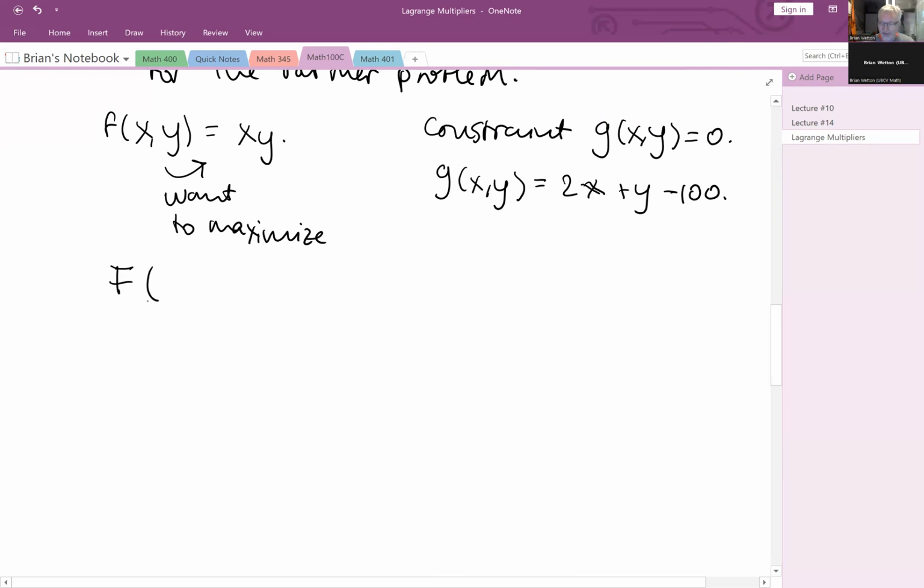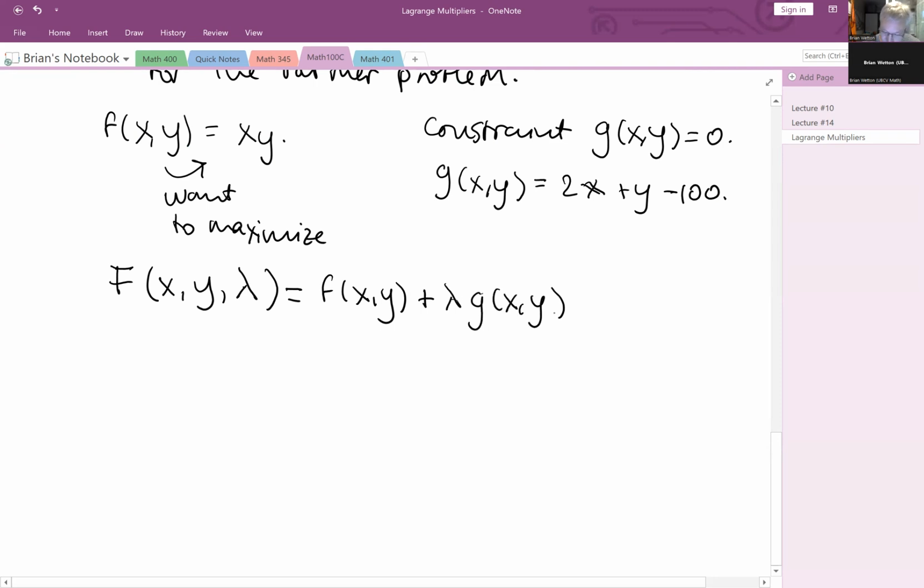So I'm going to make a capital F, which is going to depend on x and y and the Greek letter lambda. You can use L if you really don't like Greek letters. So I'm going to have a function of three variables now. And I'll show you the details for this particular example. But in general, it's always the function you want to optimize plus lambda times the constraint. And the constraint is always written as g of x and y equal to 0. Well, I have a function of three variables. I want to optimize this.